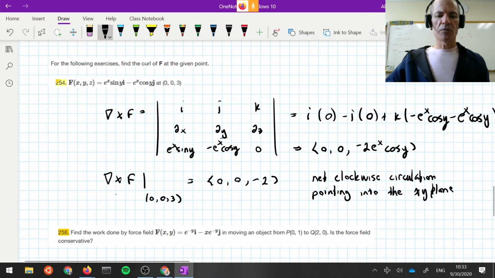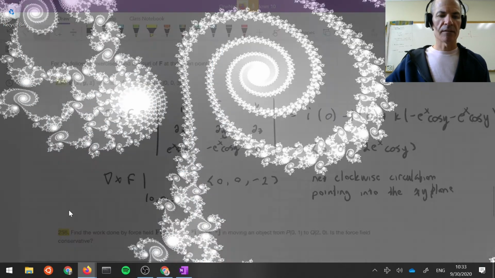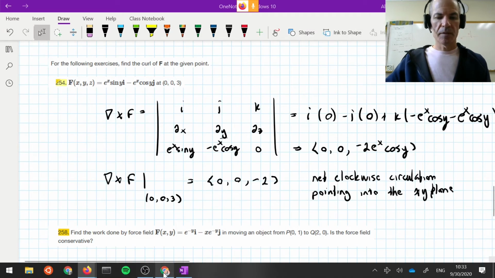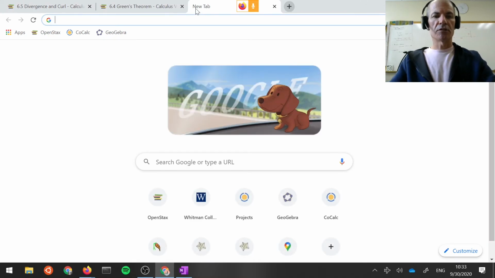I'm not sure if this will work, but let's try it. Let's plot this in my vector field plotter and see if we can't see that rotation.